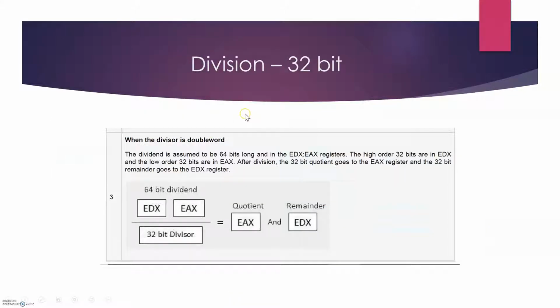How do we divide two numbers in a 32-bit source? The dividend is assumed to be 64 bits long, in the EDX EAX registers, where the higher order is stored on the left side and the lower order on the right side. After division, the 32-bit quotient goes to the EAX register and the 32-bit remainder goes to the EDX register, as you can see.